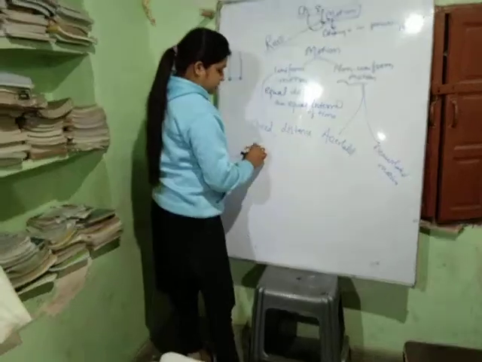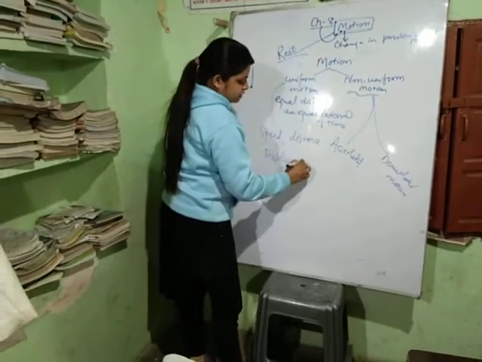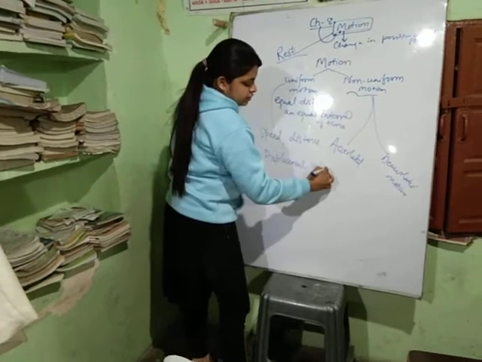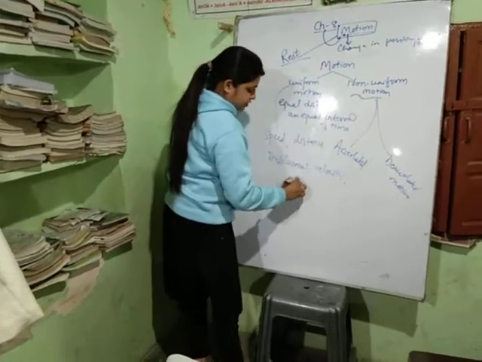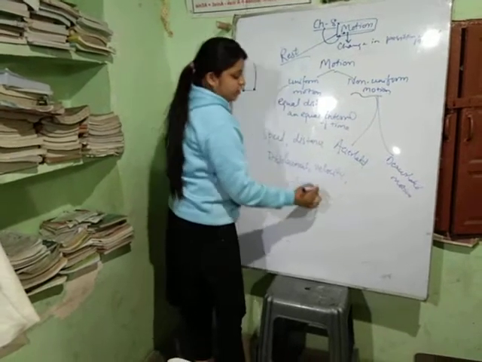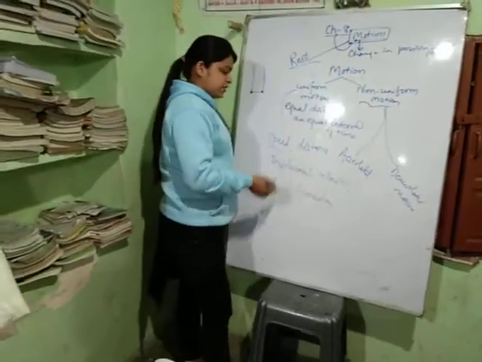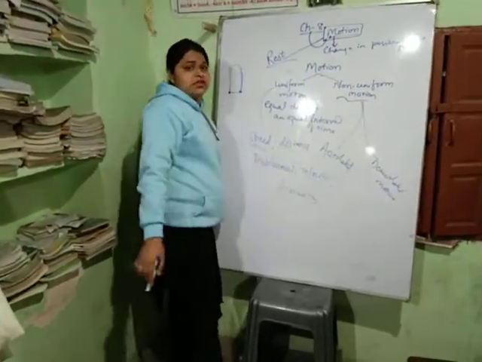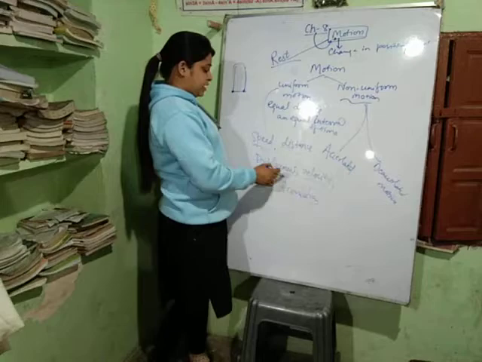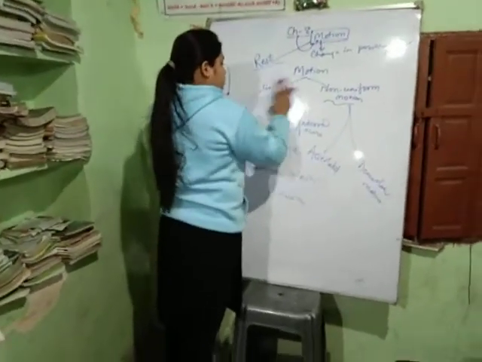Also we will discuss speed, distance, time, displacement, velocity, and acceleration. What are these things? The question arises: what is speed, what is distance, what is displacement, what is velocity, what is acceleration, and what is the difference between displacement and distance? Here we first discuss speed.